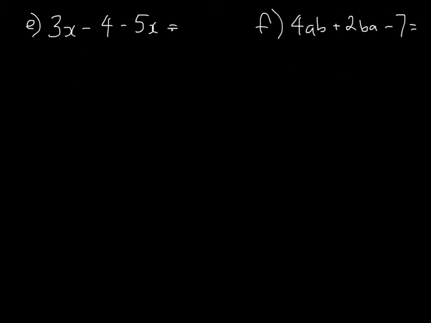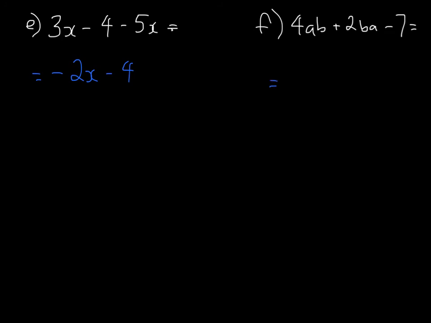Okay, we've got 2 more examples. Now here we need to collect the like terms and simplify. So I'm looking for pronumerals that are the same. So in this we have 3x and we have negative 5x. So if I have 3x and I subtract 5x, it's going to give me negative 2x, and then I also have minus 4.